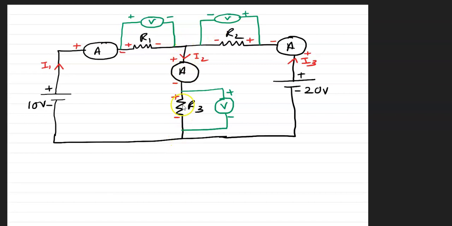Now in the branch, I'm assuming the current is I2 flowing from top to bottom. So again here, the positive of the ammeter, because the current enters from top to bottom, the positive end is always on the top and negative on the bottom. Across resistor R3, you got plus here, the current entering R3, and minus here. And also the voltmeter is connected with the polarity plus and minus as shown here.